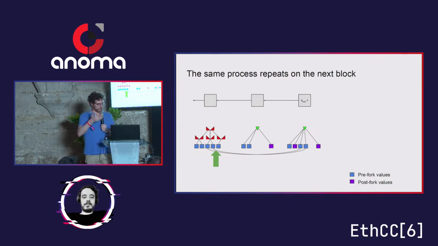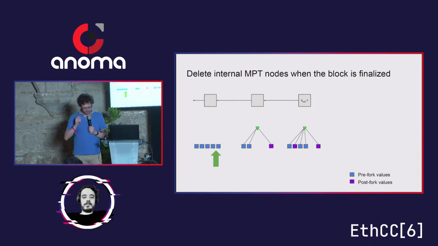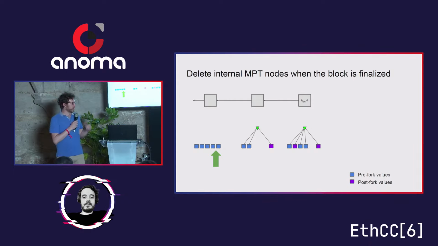Okay, after that, the process repeats. The iterator moves by 2 more leaves, and for whatever reason, some value that was converted before got overwritten, so we have an extra purple square. And the interesting thing is, once the fork block has been finalized, we do not really need all the internal nodes, so they can be deleted, so we can save some space.